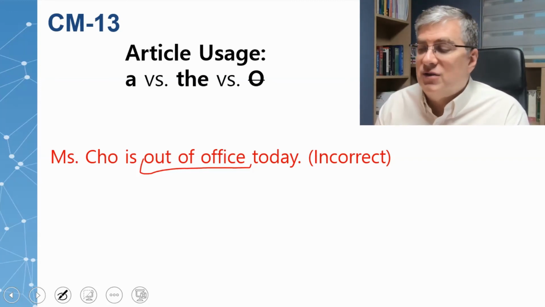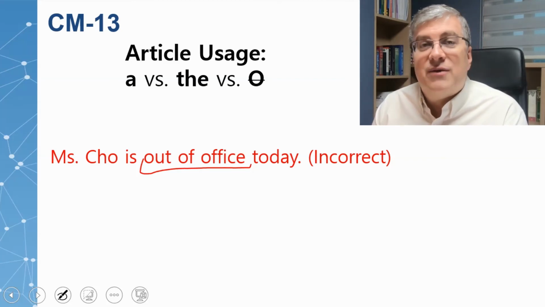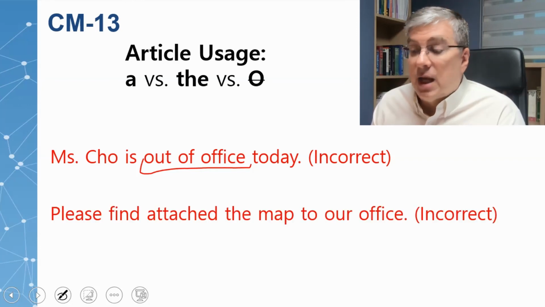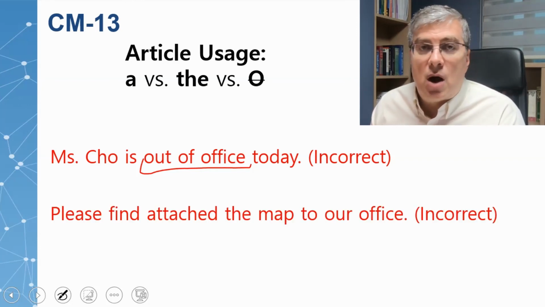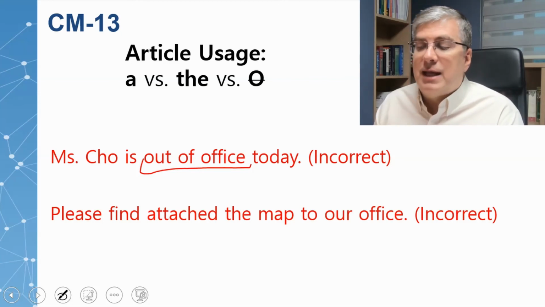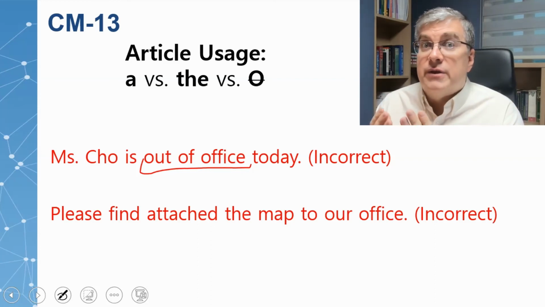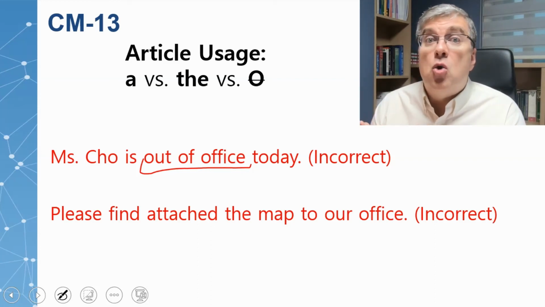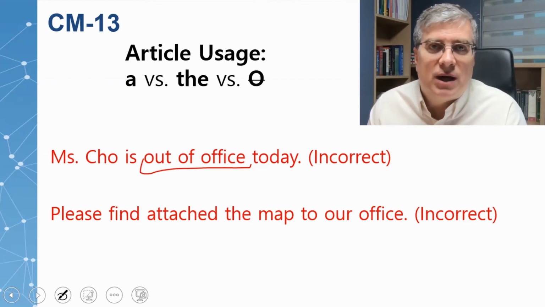It sounds strange to say Ms. Cho is out of office today. It sounds incomplete. Ms. Cho is out of the office today. Another example: please find attached the map to our office. Why is this strange? Because if I receive an email like that, somebody wrote, please find attached the map to our office. It's the map. It's the only map to our office. It's like, ooh, very precious. That of course sounds very strange, right?